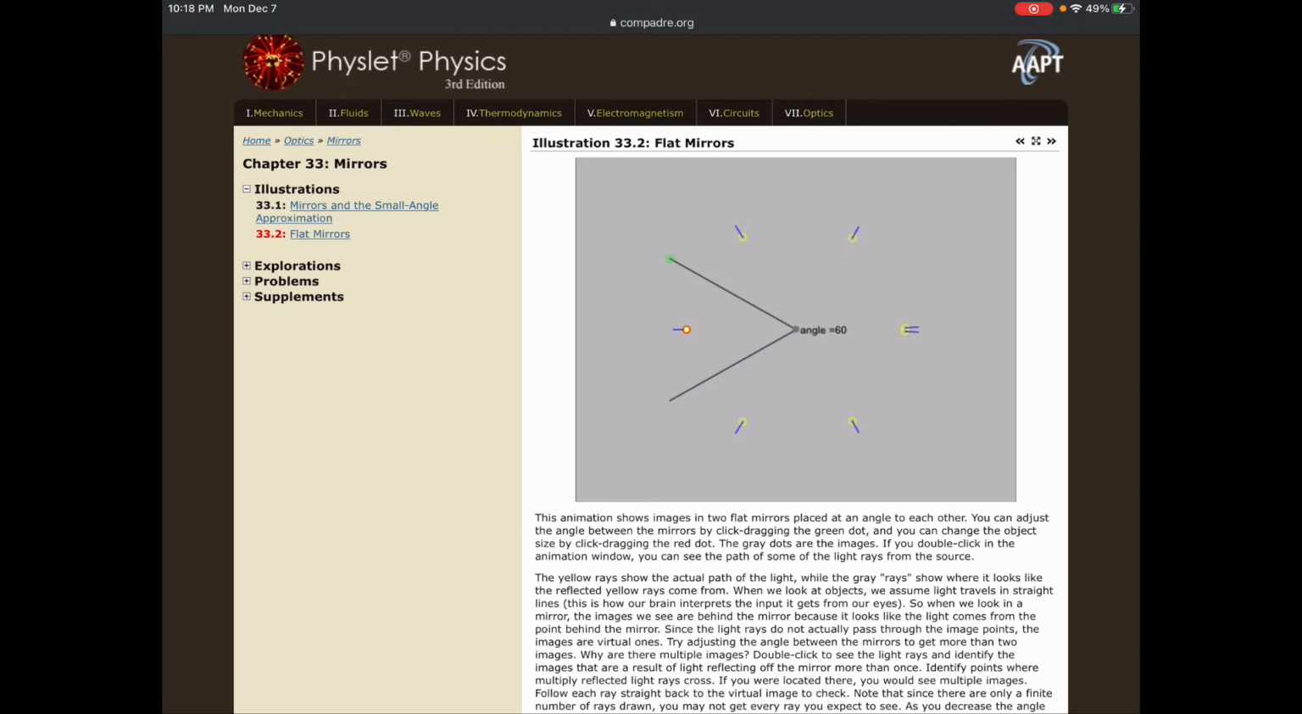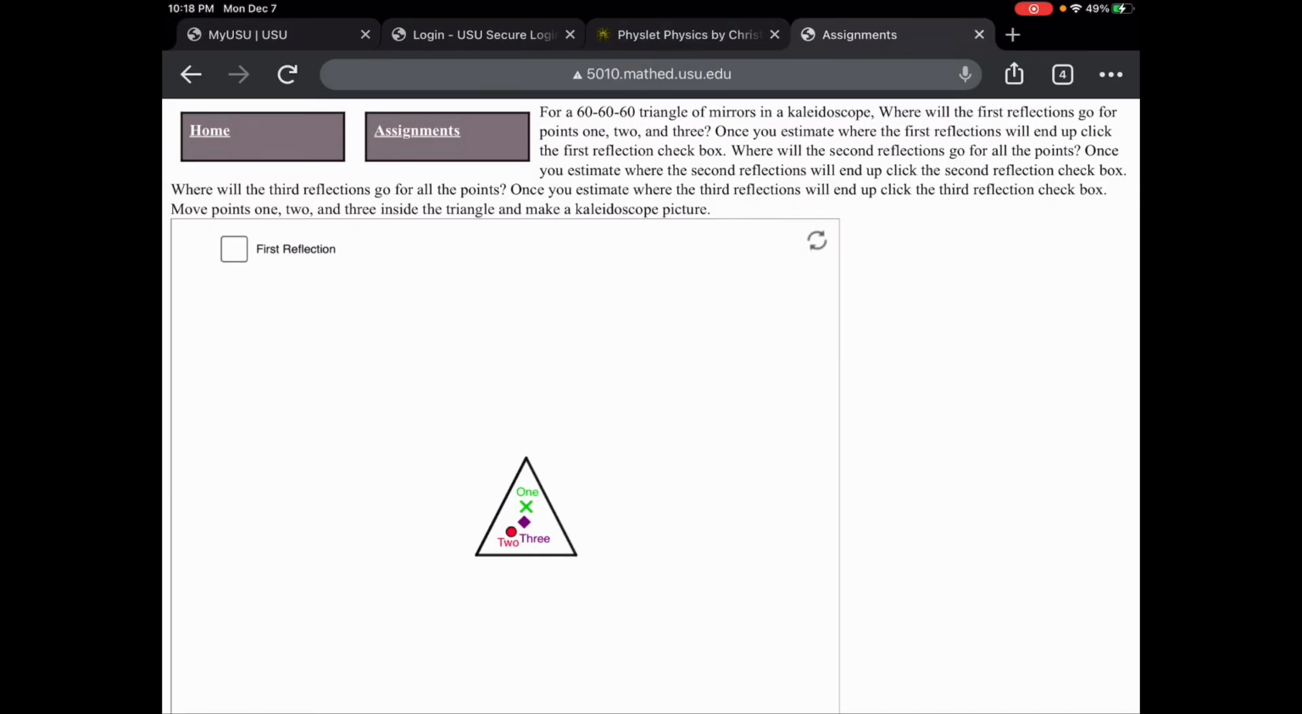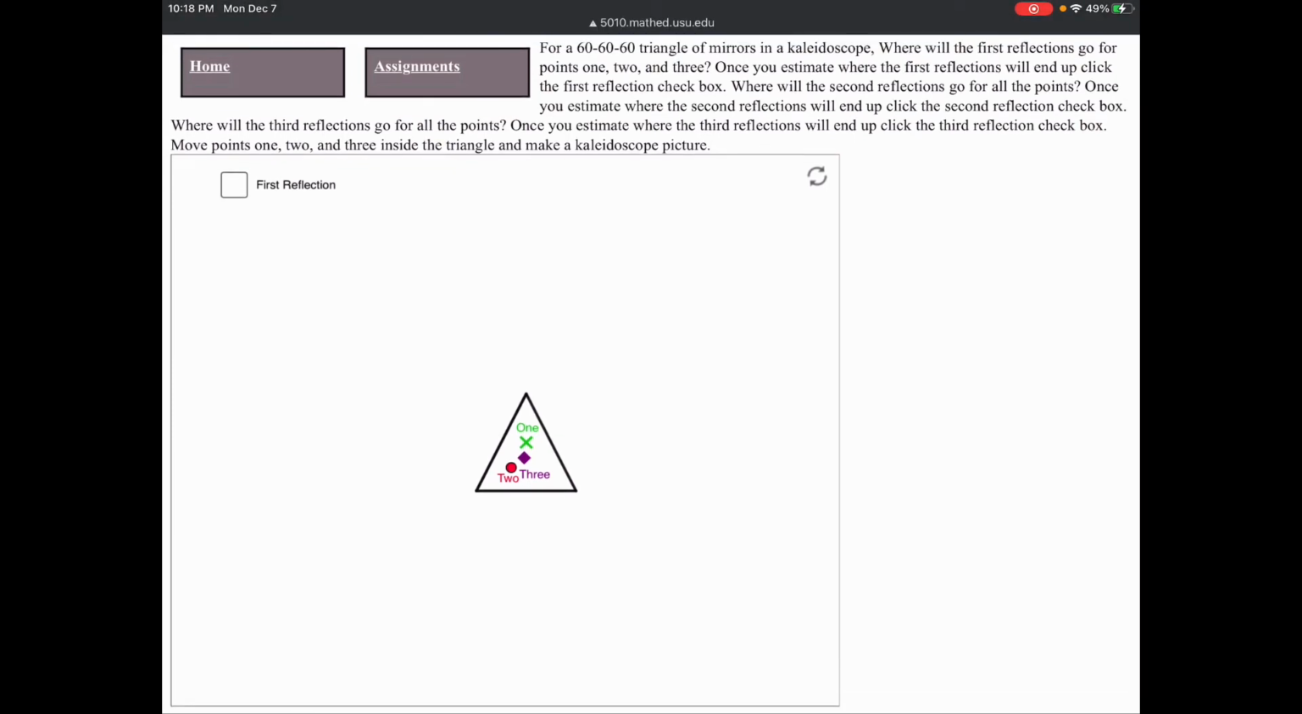A 3-mirror system is a little more complicated math, and you have to use some physics because it's based off of where the reflections land. So this is an applet I made that demonstrates this. We see that the triangle represents the mirrors, and they're at 60, 60, 60 degrees. And we have to determine where the reflections go.